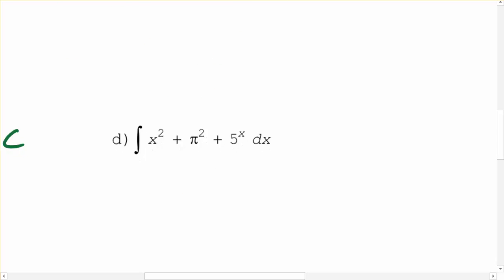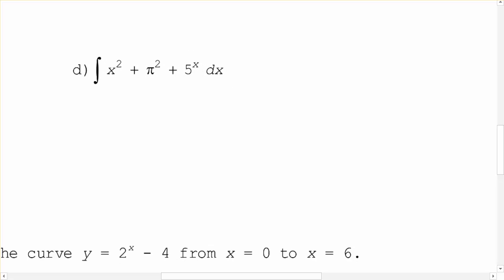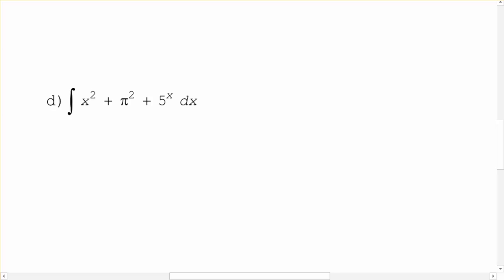What about this one? Can someone just do this one for me? Who thinks they can safely navigate this one for me? Who can do it? Arvin, go. What is it? 1/3 x to the third. Yes. Plus 0? You sure? We're not taking the derivative. We're taking the integral. So what's it going to be?